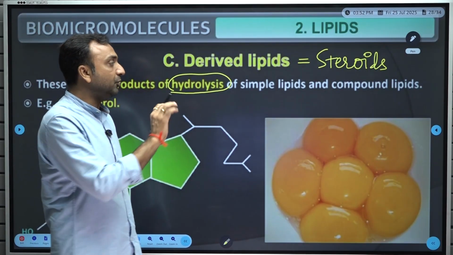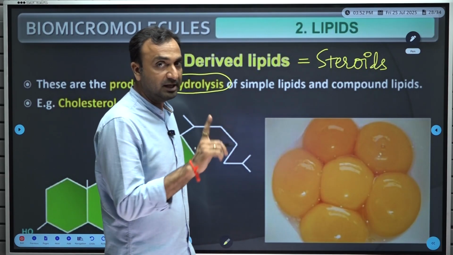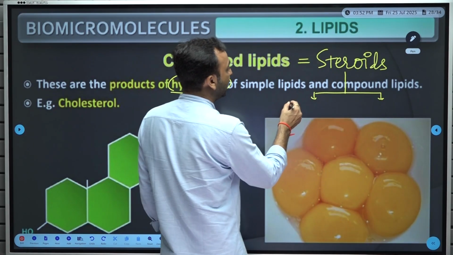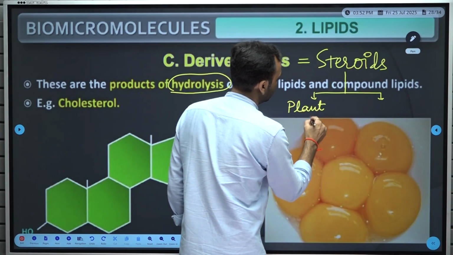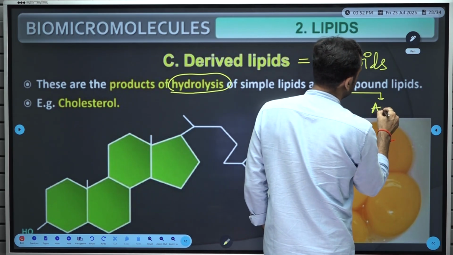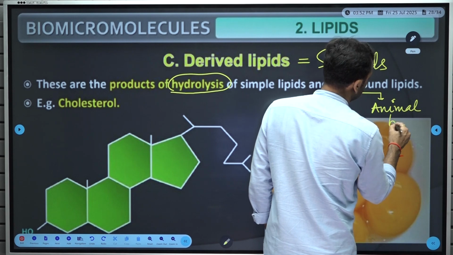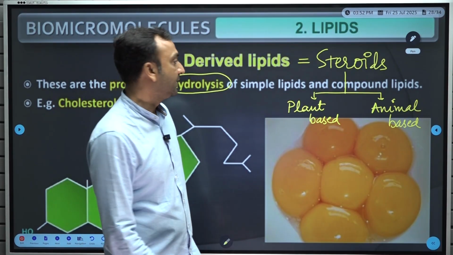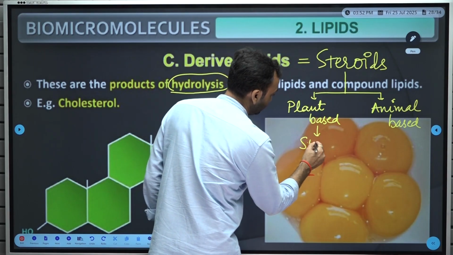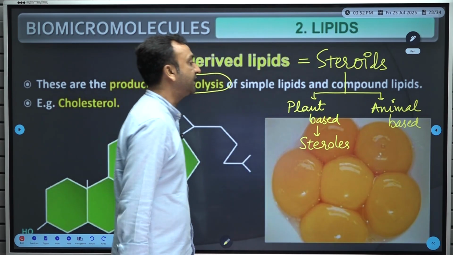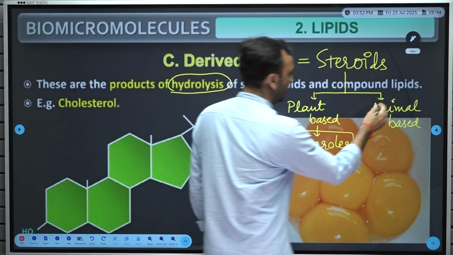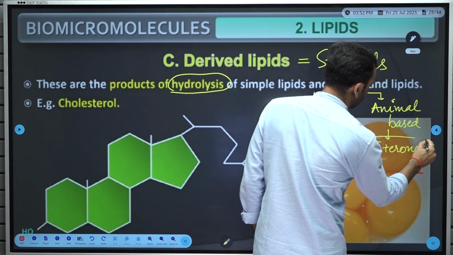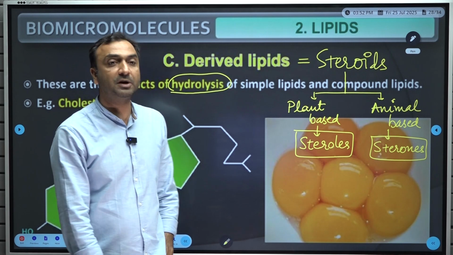Now the component which is not given here in the books: derived lipid, steroids are of two types. Plant steroids are different and animal steroids are different. So one is plant based, one is animal based. Whatsoever are synthesized in plants are called sterols, and animals synthesize sterones. This is sterols, this is sterones.